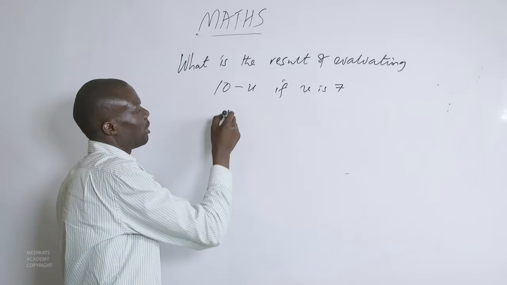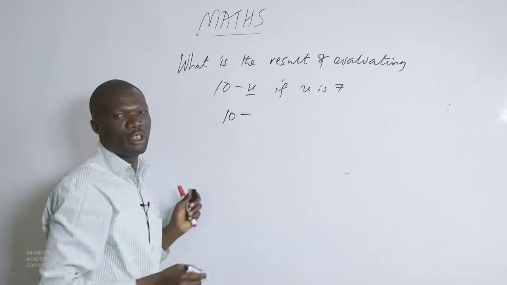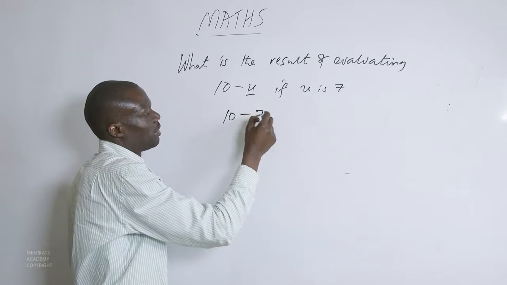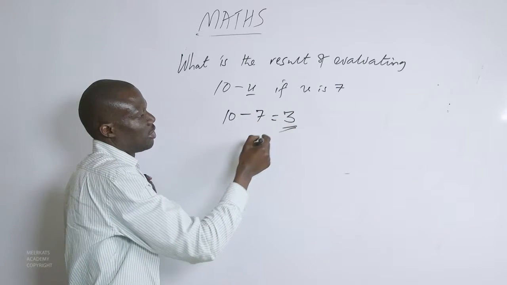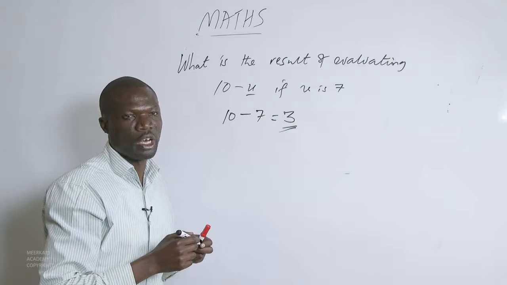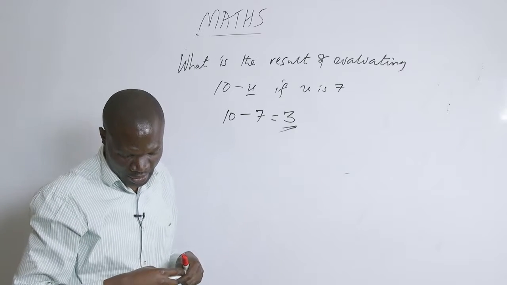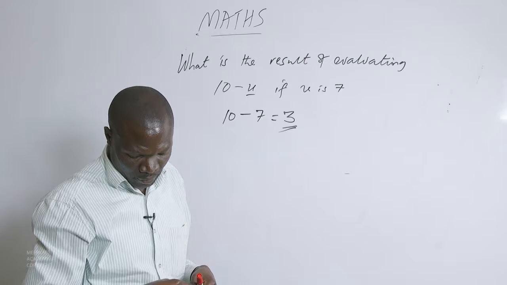So this one will be the same as 10 subtract the value of u, and u is 7. So what remains is 3. So you have been able to substitute u, and you have your answer as simply 3.